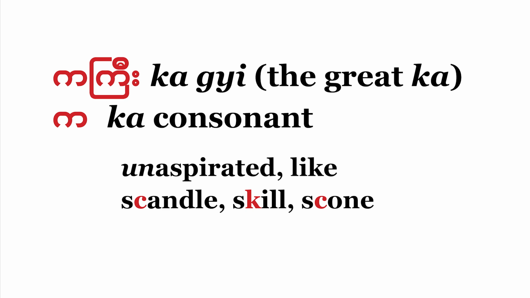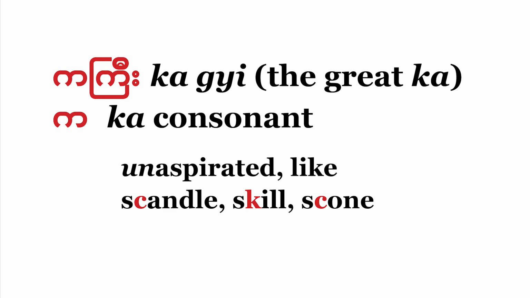For English speakers, one note of caution. This is the unaspirated ga. That means it's not the same as the k sound in candle or kill or cone. It's the g sound in scandal, skill or scone. It's the g or ga pronounced without releasing a puff of air, without aspiration. One more time, it's gaji for ga.